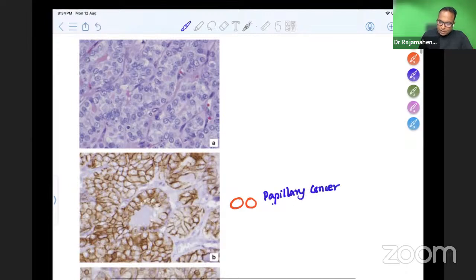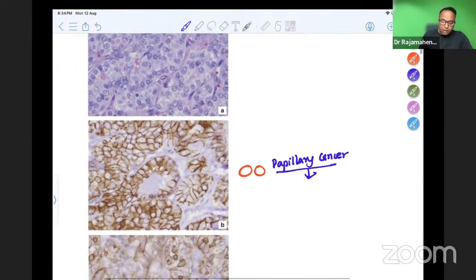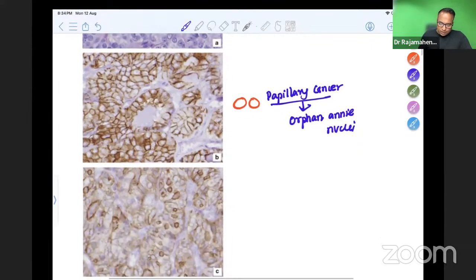Papillary cancer is a case showing you orphan nuclei. Good evening all, welcome. We have started the session on time. So this is a classical image showing you orphan nuclei, with the empty nucleus.